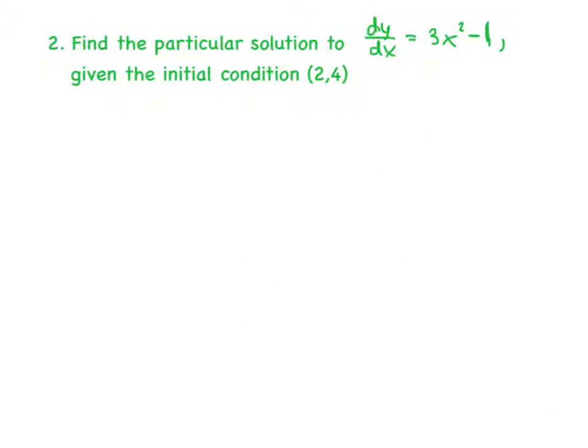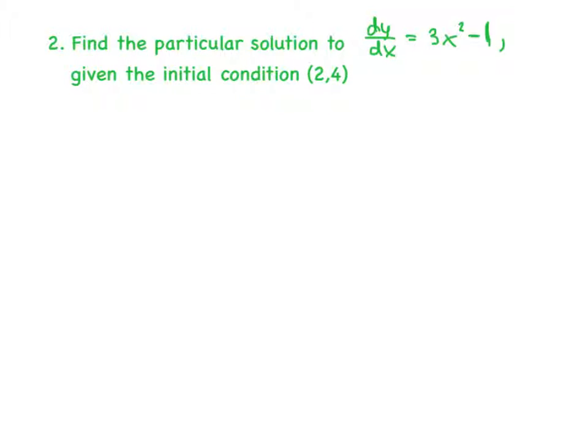Okay, let's try another one like this. Find the particular solution to dy/dx equals 3x squared minus 1, given the initial condition (2, 4). Okay, so first of all, don't let this throw you. This is just another way of saying, of course, the derivative of a function y is equal to 3x squared minus 1. And so, same thing.